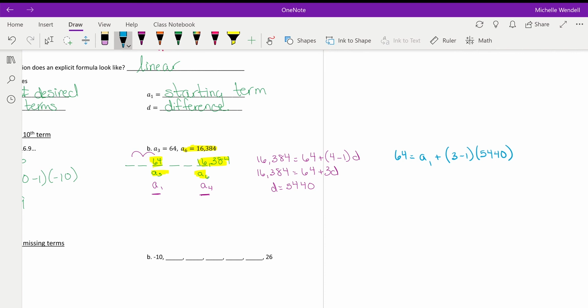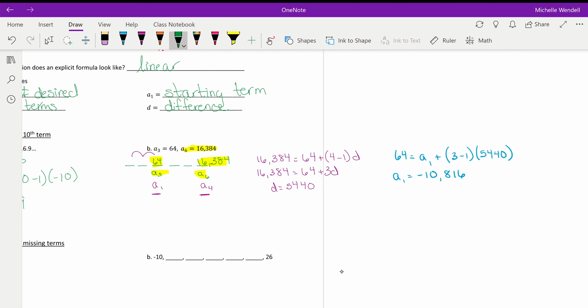And then I can solve that for a sub 1, and like I said, you get negative 10,816. It's a little more work than if you just started at your a sub 3 and subtracted 5440 a couple of times to get your first term. And then you turn around and plug that again into the equation to get your 10th term that you wanted.